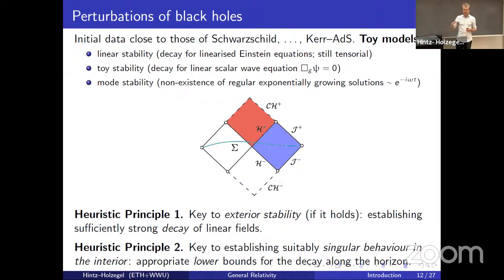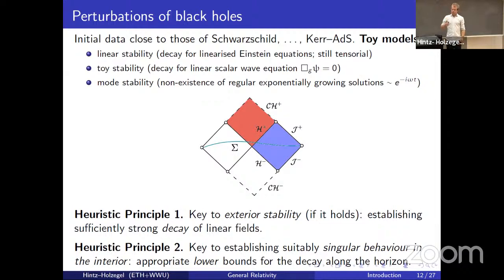And there's a further simplification that applies to any sort of linear equation with the time translation symmetry. You can study the problem of mode stability, which is just the question whether or not there exists. So mode stability is the statement that there do not exist solutions of this linear equation that have this very particular time dependence, like a harmonic oscillator with complex frequency, omega.